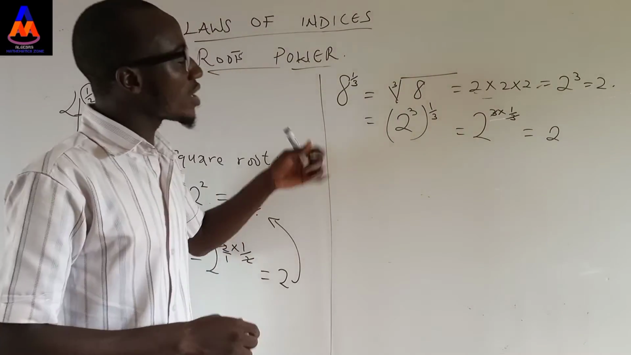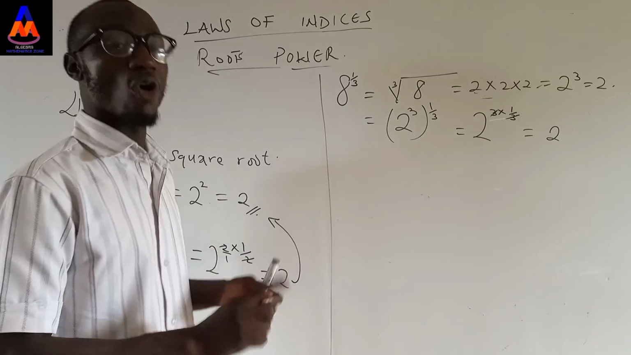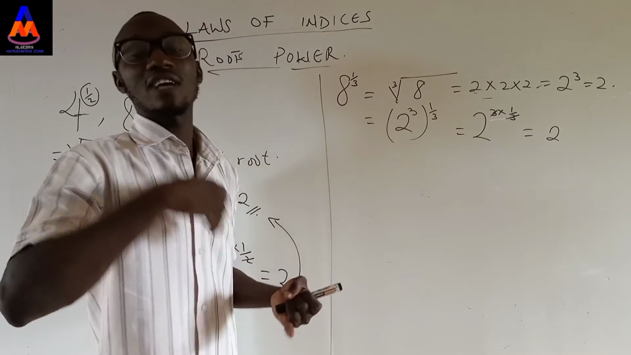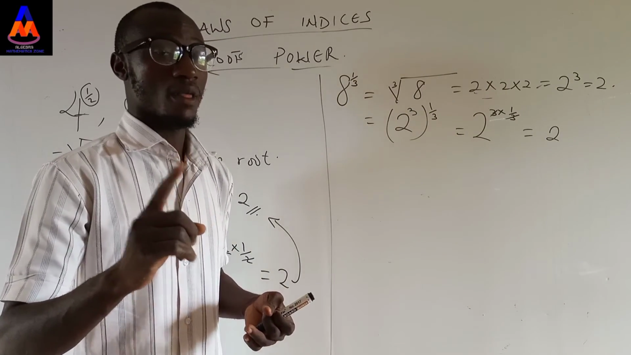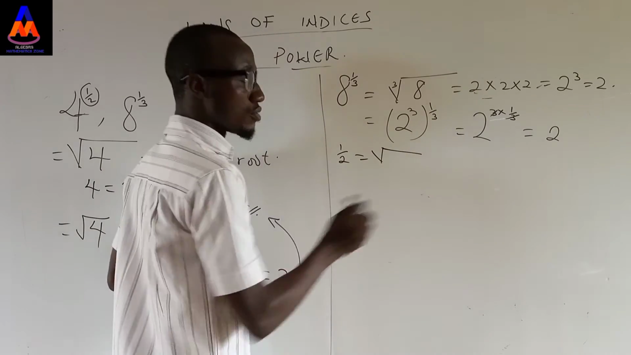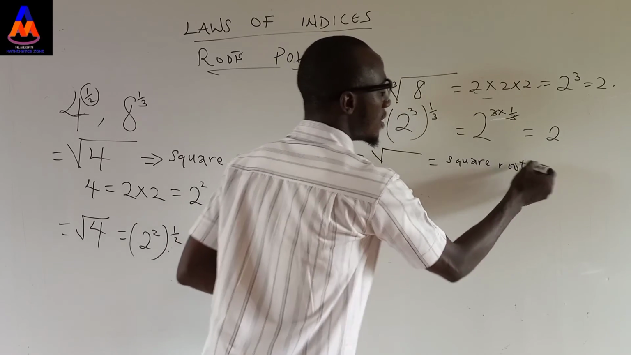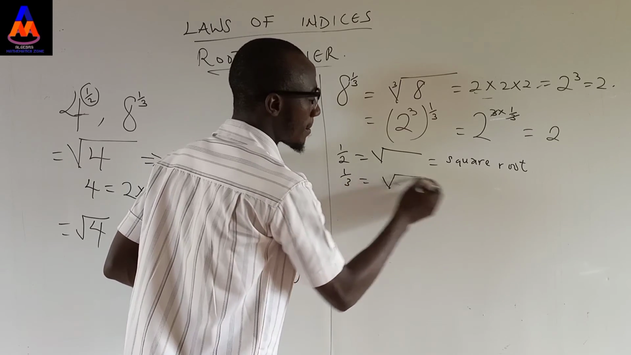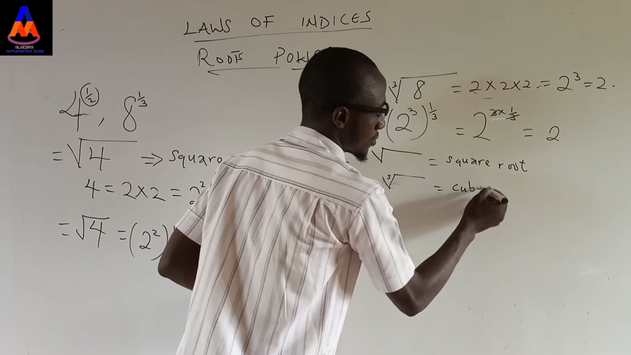So when you're dealing with roots, it is a way of looking for a digit that will be used to get the particular number, that you have multiplied 2 times, or 3 times, and so on. If it is power 1 over 2, we call it square root. This is the symbol. If it is power 1 over 3, we call it cube root. Then this is the symbol. This one is called cube root.